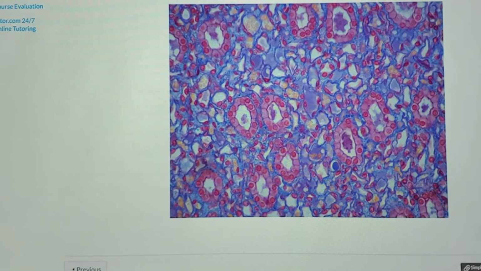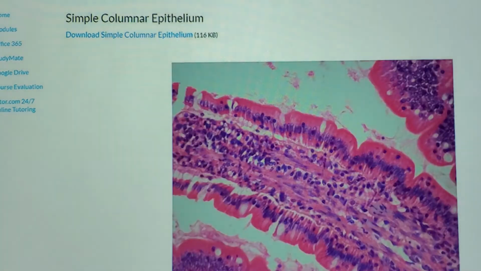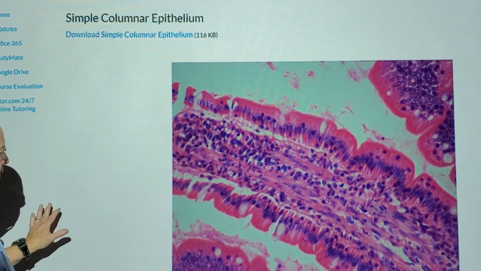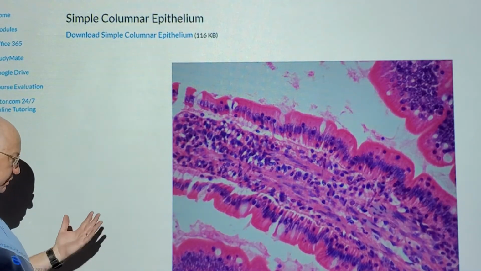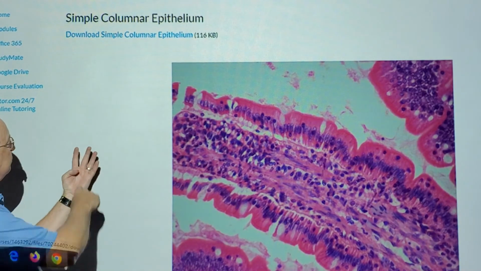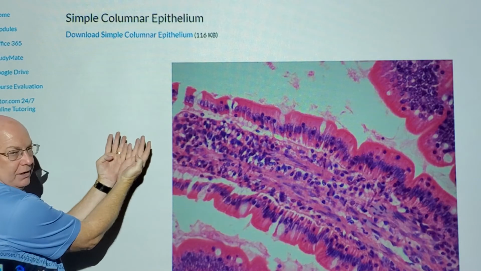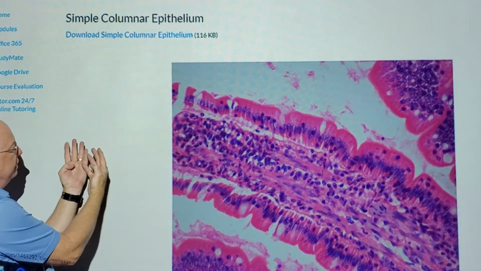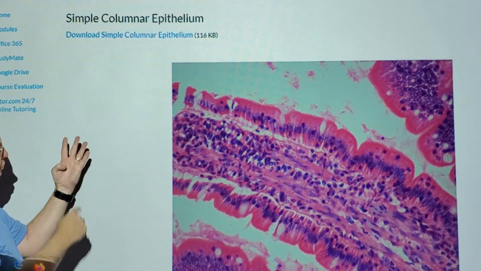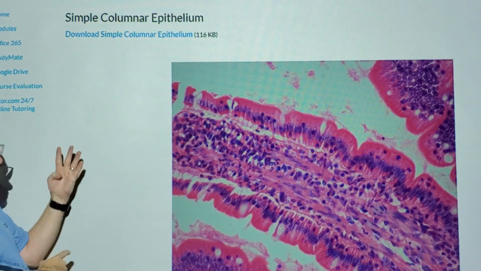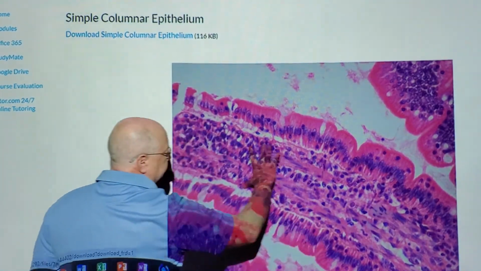The next slide we could look at is simple columnar epithelium. Now, simple columnar epithelium is found on these folds that line our digestive tract. And so when we look at those folds, they're running through the digestive tract like these long fingers. If I could slice my finger open, you would see bone and muscle and maybe a little bit of fat, and then the skin.